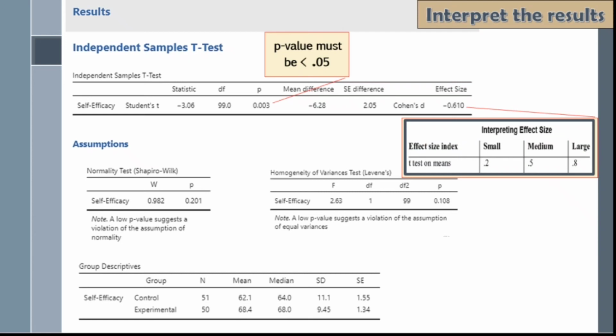Here's a guide for interpreting effect size for t-tests of means. If you got 0.2, the effect size is small. 0.5, the effect size is medium. And if it's 0.8, the effect size is large.